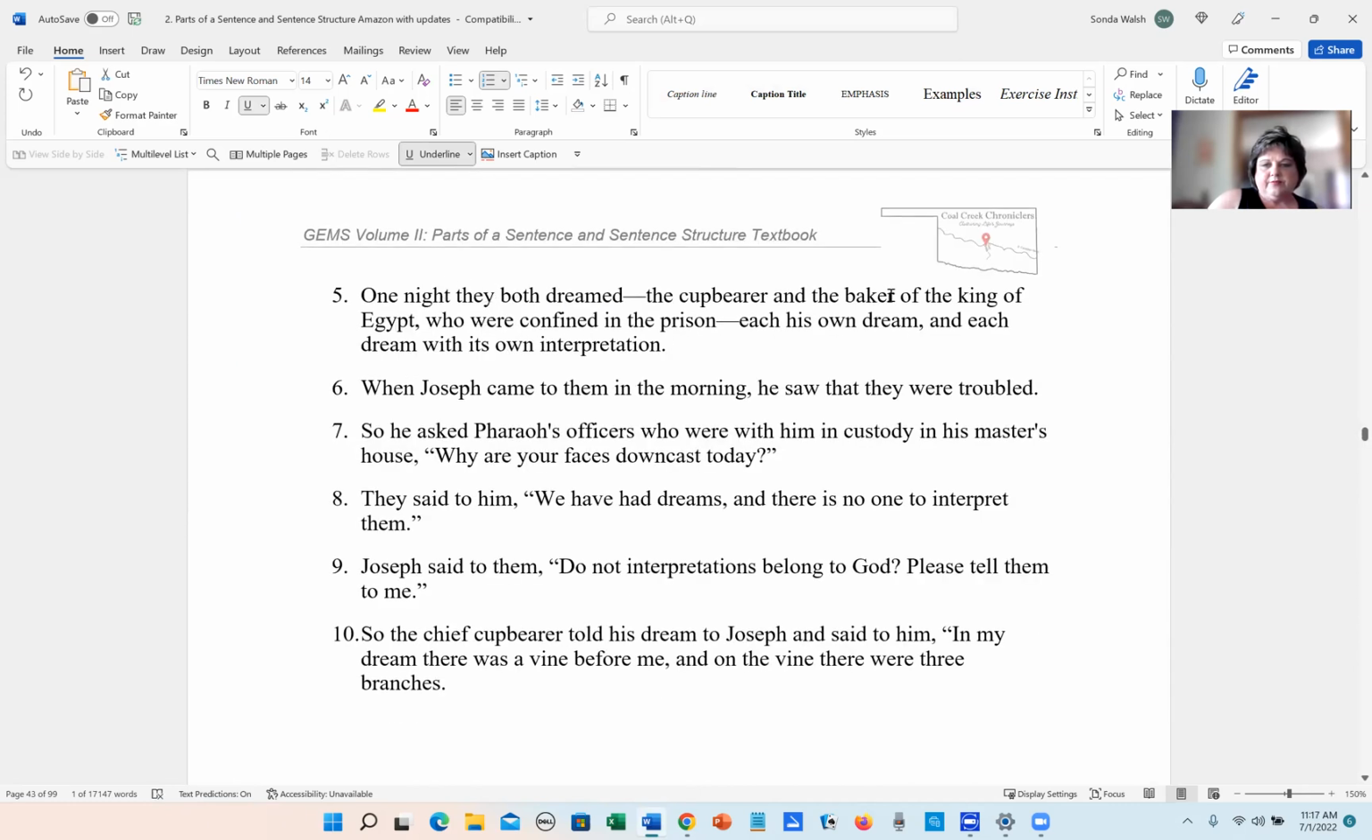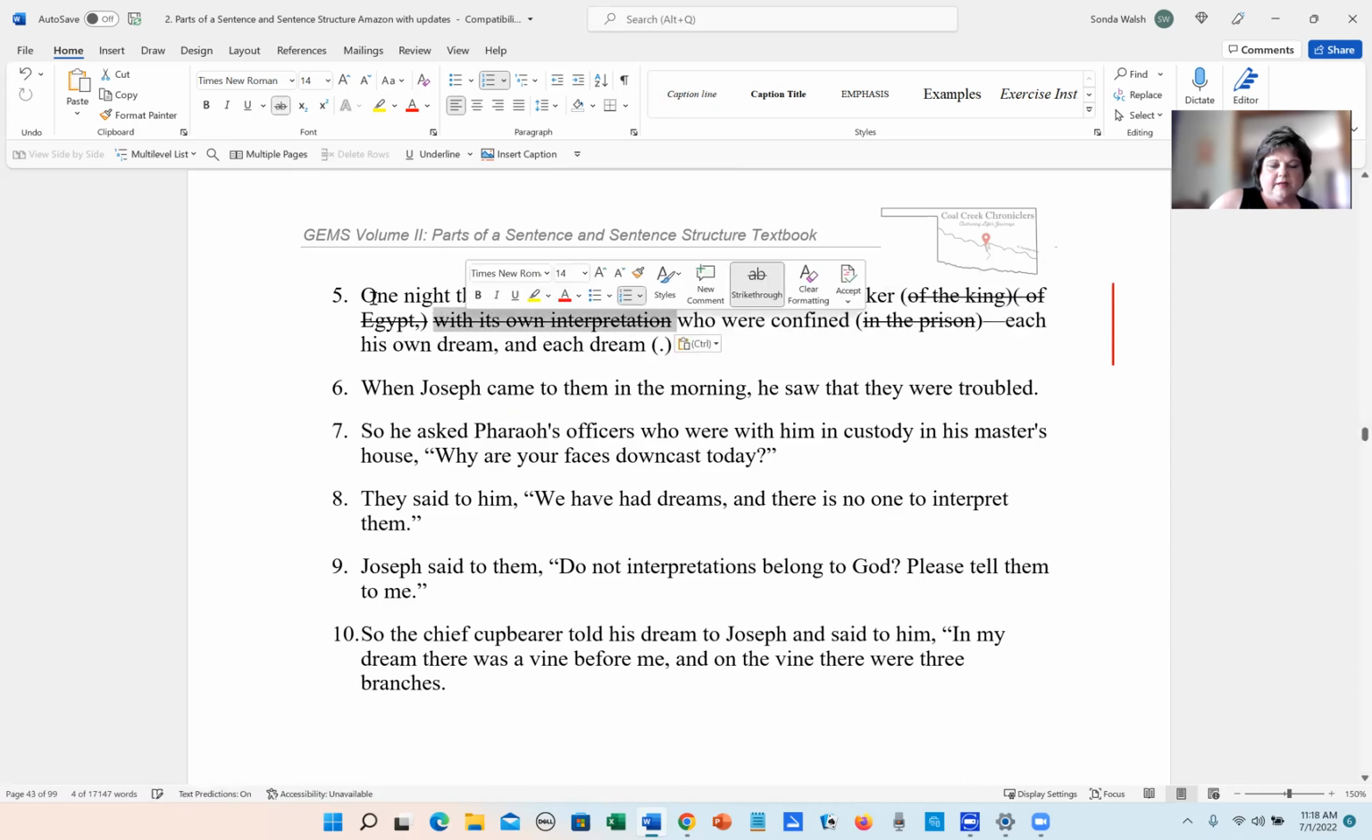Let's find our prepositional phrases. Of the king is a prepositional phrase. Of Egypt is a prepositional phrase. In the prison is a prepositional phrase. With its own interpretation is a prepositional phrase. So we know that we will not find our subject, a predicate nominative, a predicate adjective, direct object, or indirect objects inside the prepositional phrases. So I'm going to mark through those so that we don't get confused.